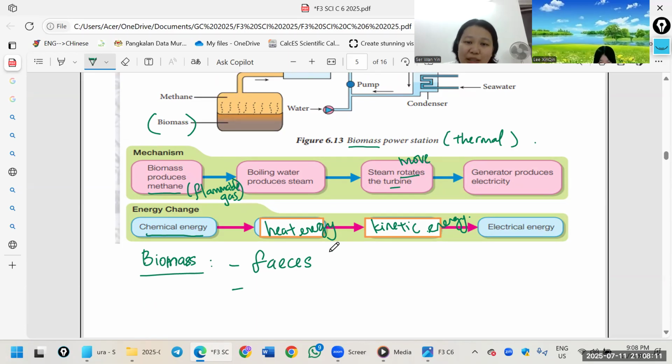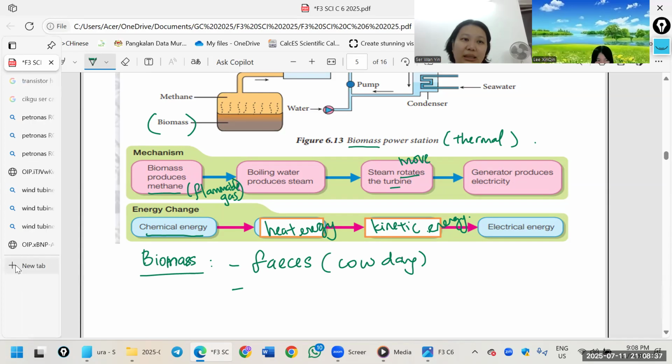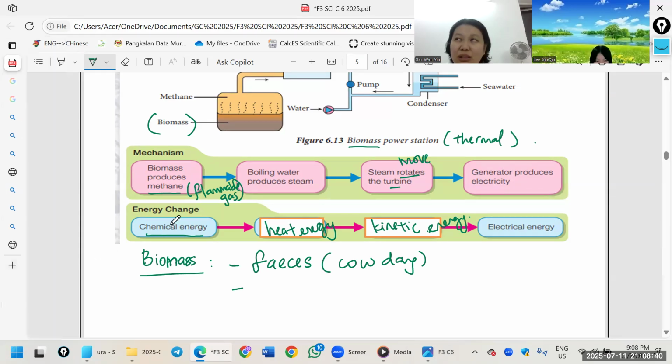It's okay, especially cow dung. Cow dung means cow feces, because cow feces really can have a lot of methane gas. I'm not too sure how. I think it's because the digestive system of the cow will produce the methane. Means very pungent smell.